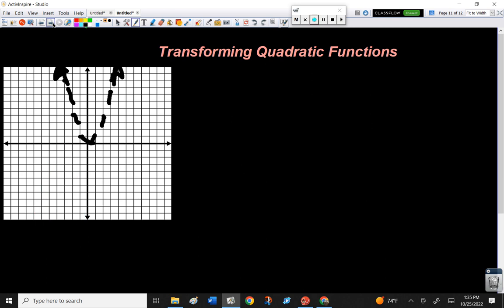That's it for the notes, ladies and gentlemen. I hope that this was informative, and I hope that you realize this is just like the absolute value stuff, only we have a nice little U-shaped graph instead of a V-shaped graph.